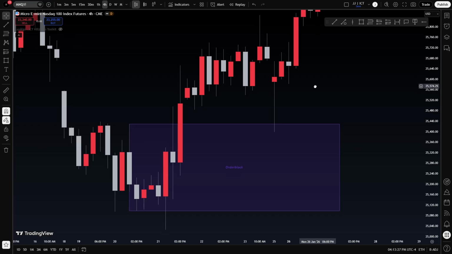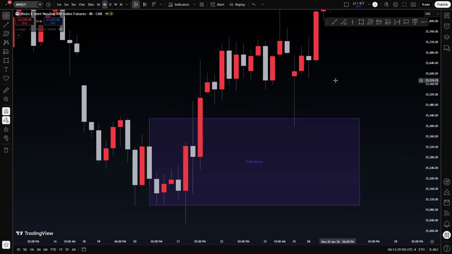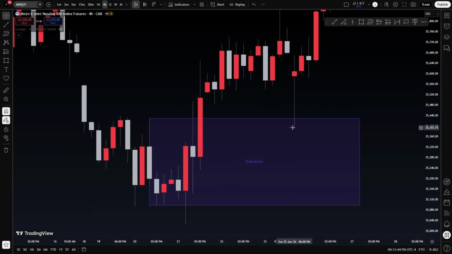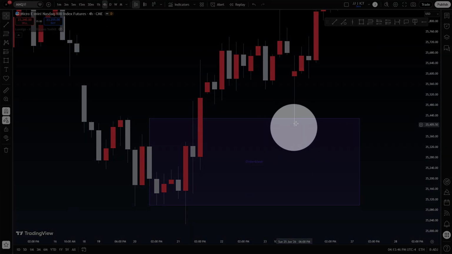So, since price doesn't want to displace and the algorithm doesn't have enough liquidity to actually drive price higher, it's going to offer smart money one more time to buy into this order block so the algorithm can have enough momentum and liquidity to actually drive price up off of the order block.